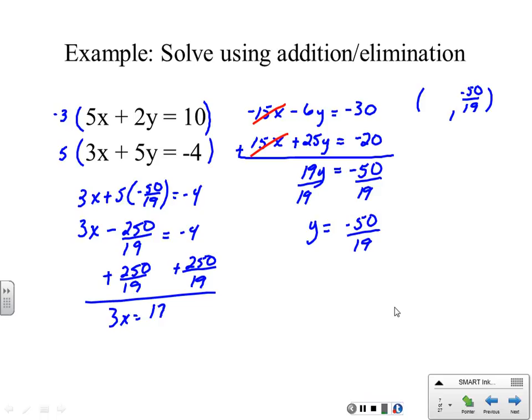I come up with 174 over 19. Yes, no? Divide both sides by 3. And I come up with 58 over 19 for my x-coordinate. Do we agree or disagree? And like I said, if you want to do mixed numbers, that's fine.